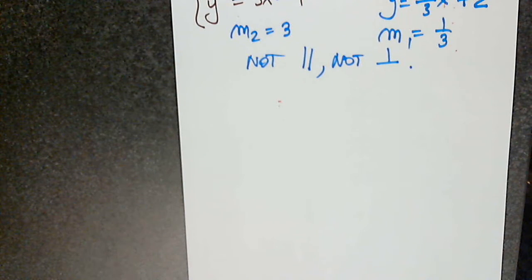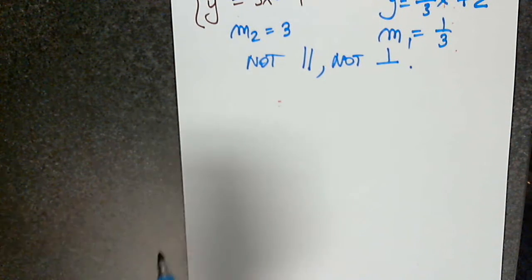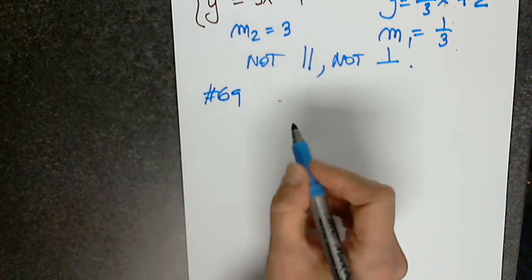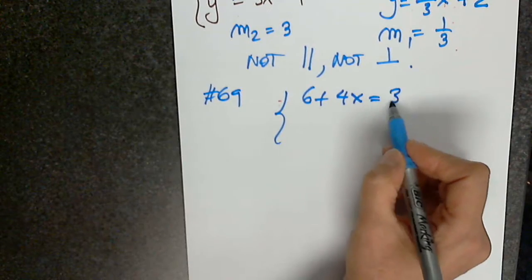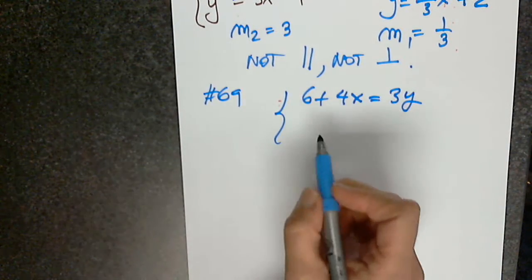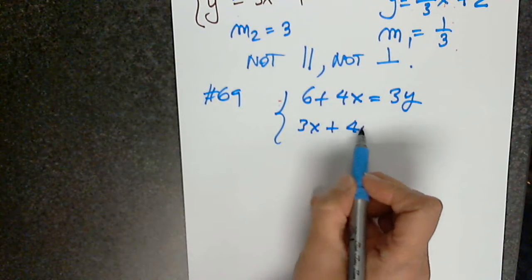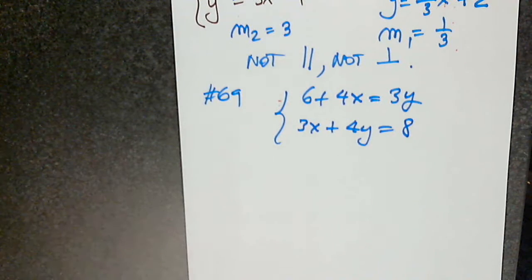So, let's say problem 69, where we have 6 plus 4x equals 3y, and 3x plus 4y equals 8.